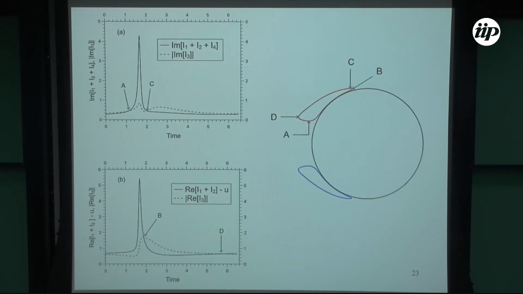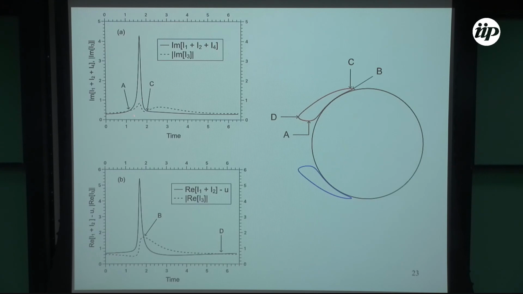Here you have the imaginary parts of those contributions. I am considering the contribution of the superflow background as these dashed lines. This is the imaginary part of I3. And I'm summing all the other contributions into a single one, imaginary of I1, I2, and I4, the solid line here. This is a sample of the trajectory of the vortex dipole.